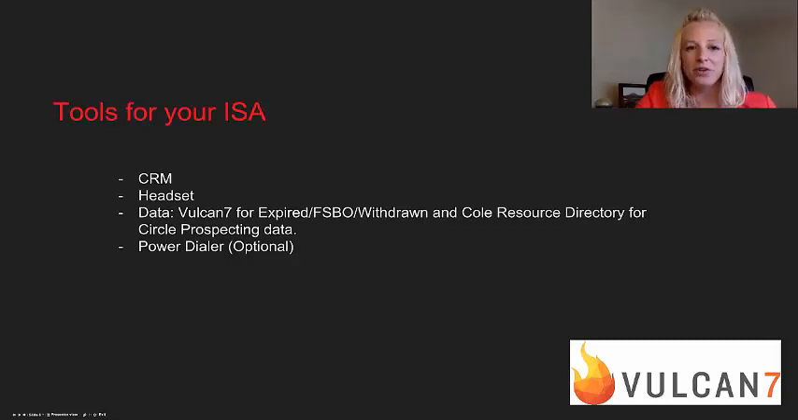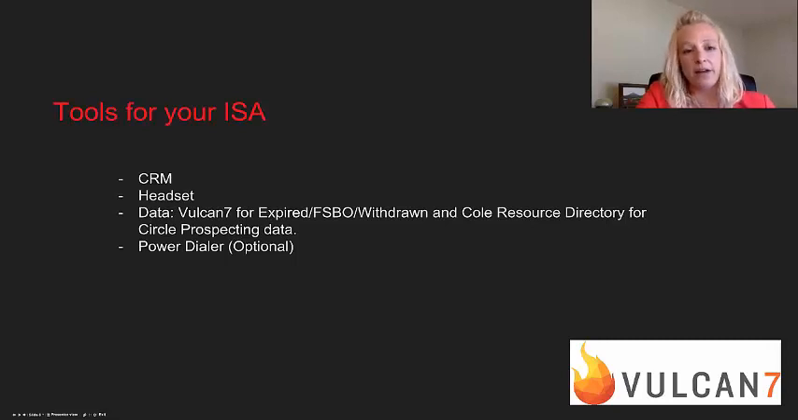And then data, you're going to want to make sure you have numbers for your ISAs to call, right? So Vulcan 7, clearly you guys are Vulcan 7 members, is a great place. It's the best place for expired and FSBO data. Since you're already members, you know that you don't need to go anywhere else for expired and FSBO data. And then Coal Resource Directory would be a good place if you're going to have people circle prospecting. That's a place where you can get a lot of numbers really quickly for your circle prospecting, but they don't do any kind of specialized list. It's really kind of blanket, pull an area down and call around that area.